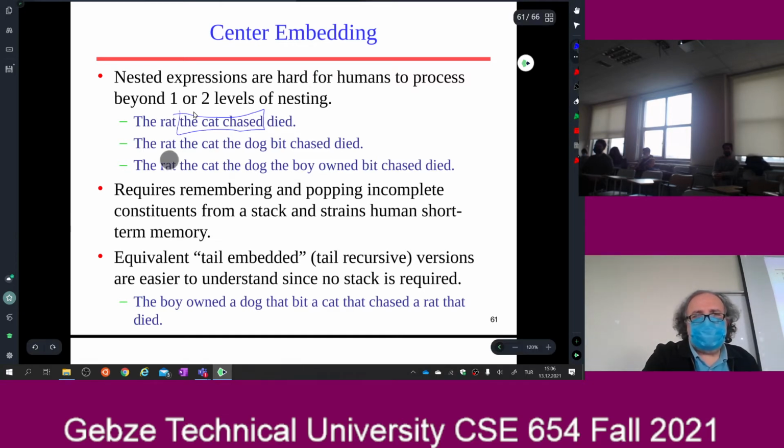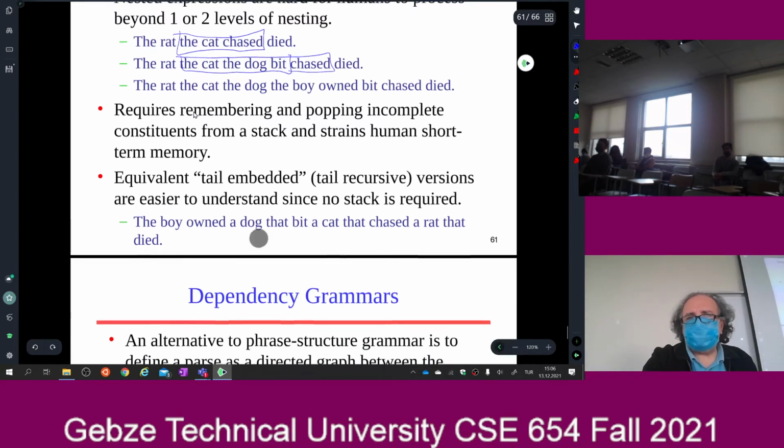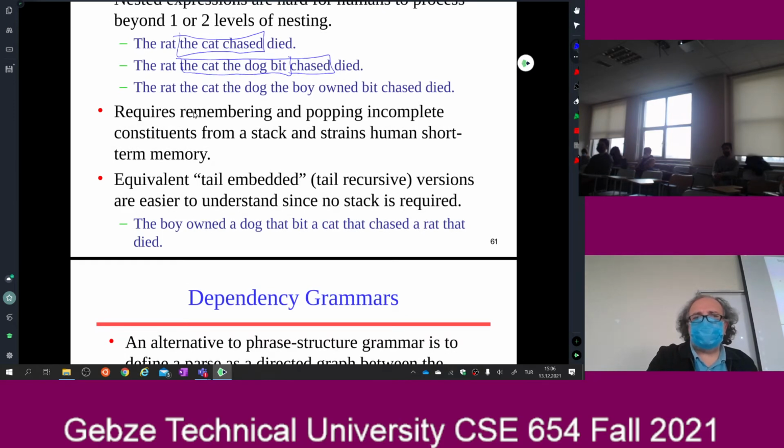In this case, the rat, the cat, the dog bit. Okay. This modifies the rat, and this modifies the cat. You understand what we mean, okay? So we don't like these kinds of recursive structures, but we like this one, okay? Tail embedding, tail recursive stuff. The boy owned a dog that bit a cat that chased a rat that died. Okay, so both of them are grammatically possible, but we don't use them much. Okay, so let's move back to our original talk of parsing.